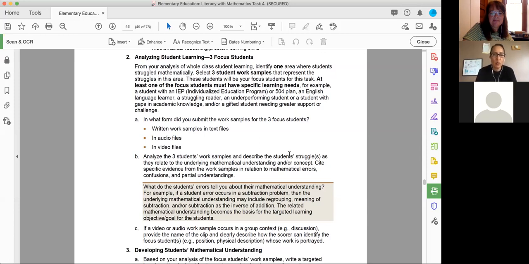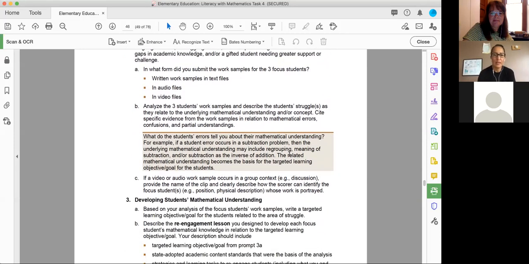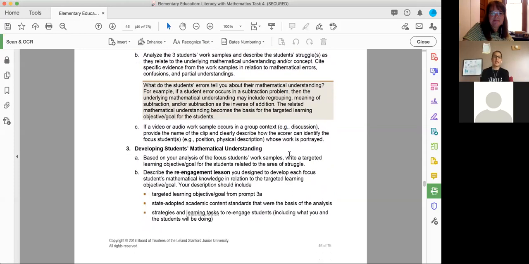So in what form did you submit your work samples for the 3 students? So that part's pretty simple. B says, analyze the 3 students' work samples and describe the students' struggles as they relate to the underlying mathematical understanding and or concept. Cite specific evidence from the work samples in relation to mathematical errors, confusion, and partial understandings.